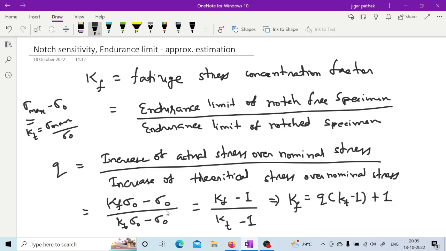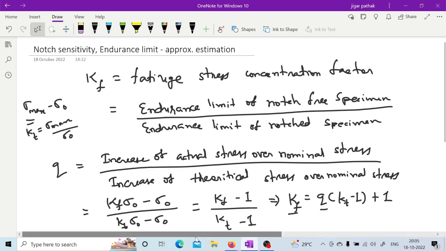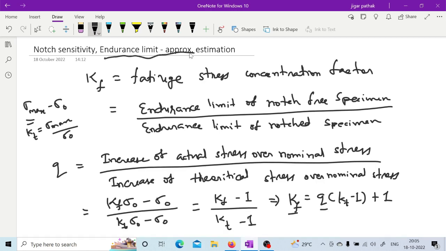Okay, so this is how the fatigue stress concentration factor and notch sensitivity are related to each other. This is the fatigue stress concentration factor, this is notch sensitivity, right? Now, endurance limit approximate estimation is another thing you have to have an idea about.